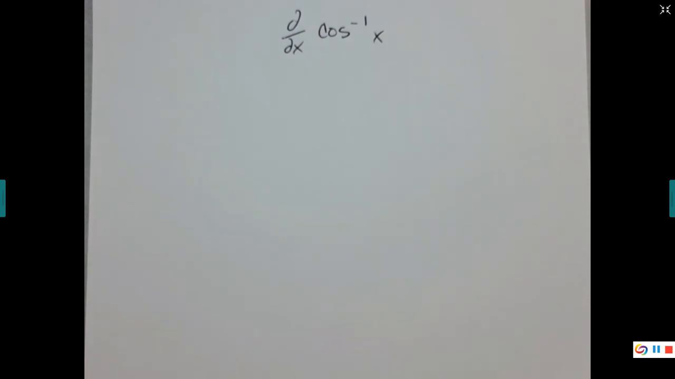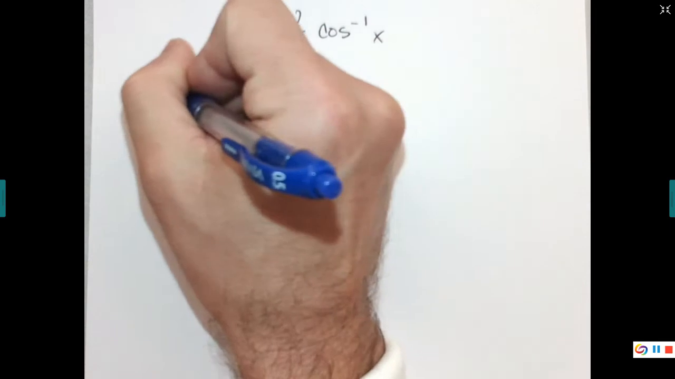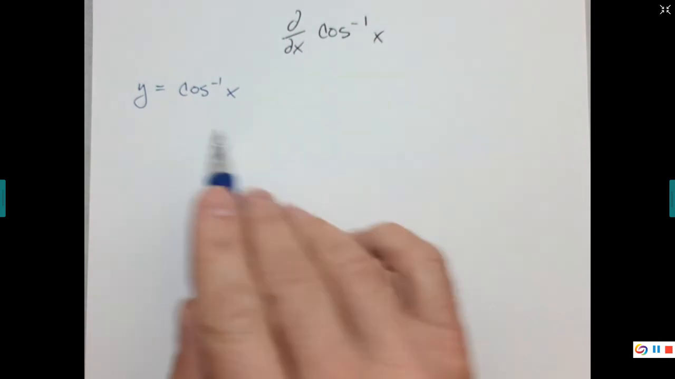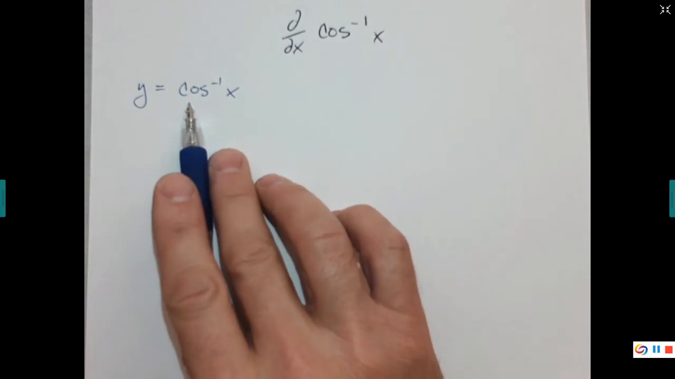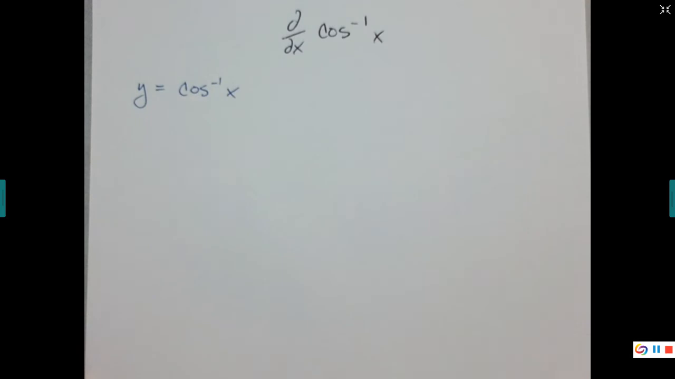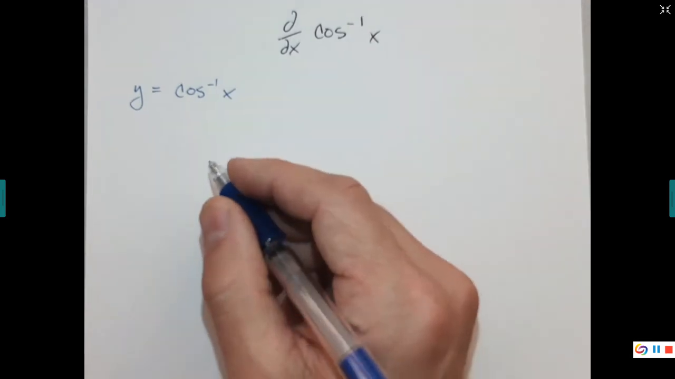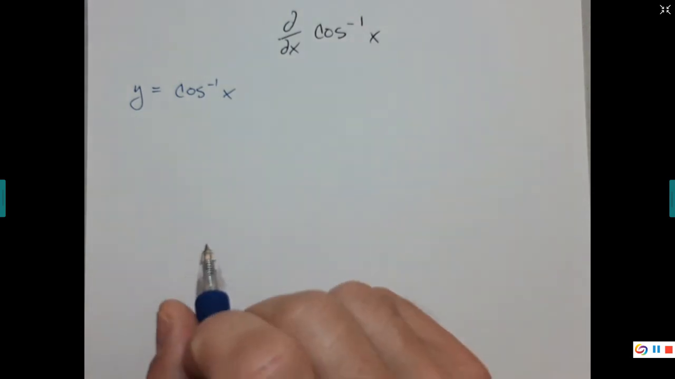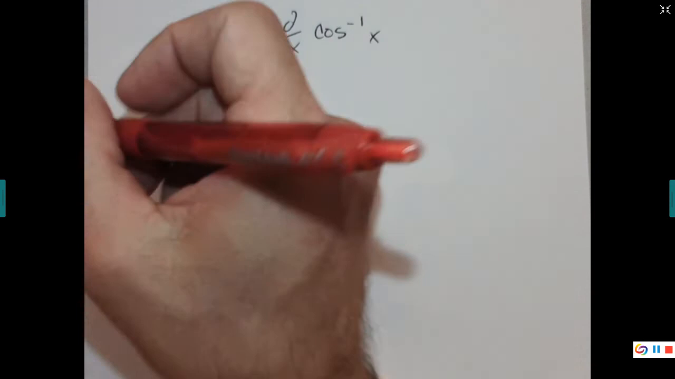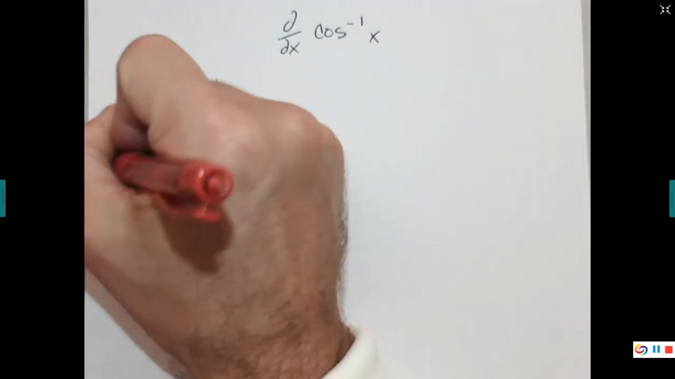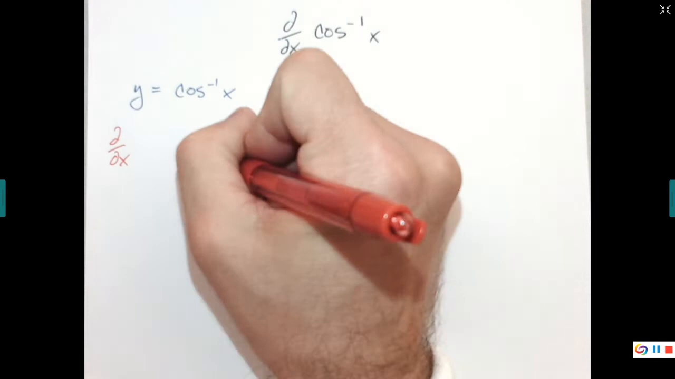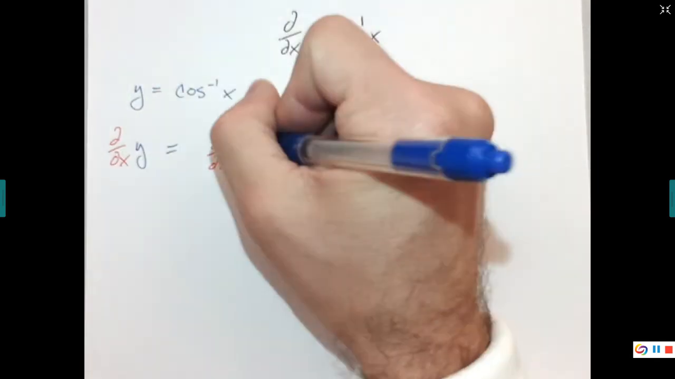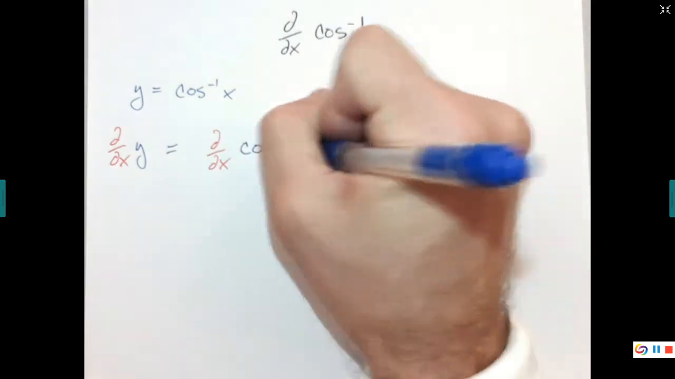Now, like we did before, we're going to first declare y is equal to this inverse cosine of x. I actually favor this notation as opposed to writing arc cosine. Arc cosine is probably a little bit easier to type out in a document, but I like the inverse notation shown here. And what we did before, we took the derivative with respect to x of both sides of this equation. We took the derivative of y, and we took the derivative of the inverse cosine of x.